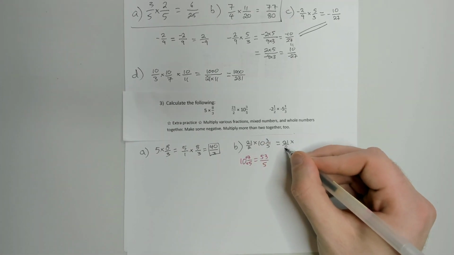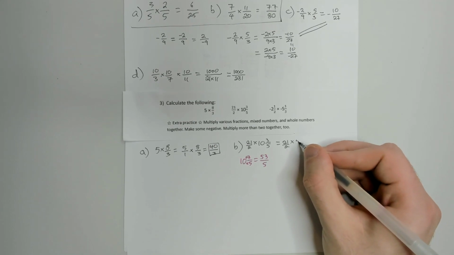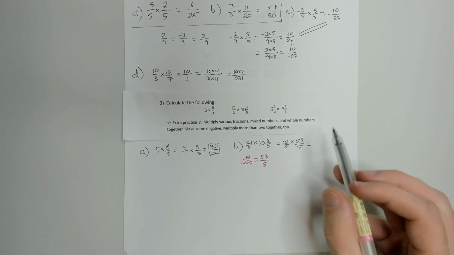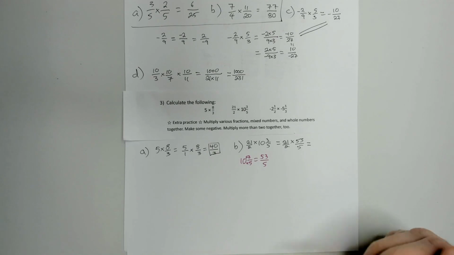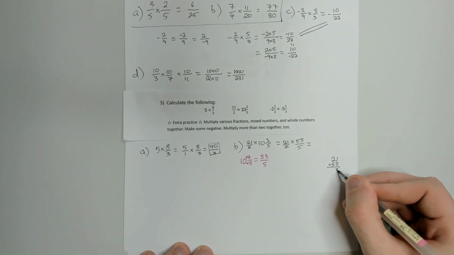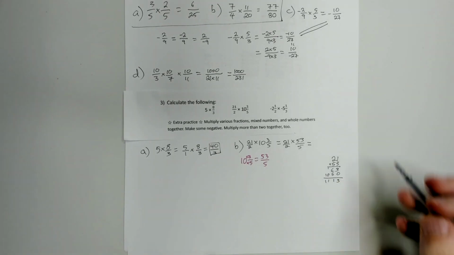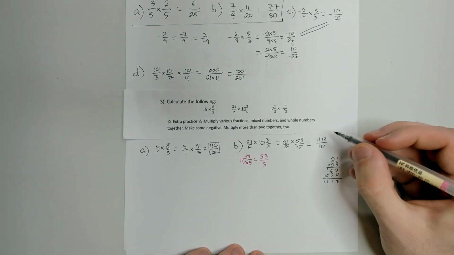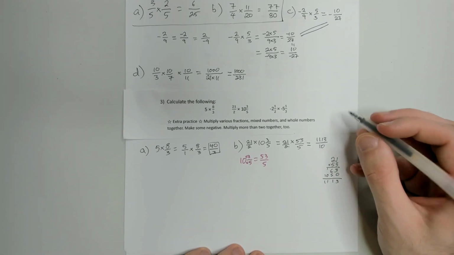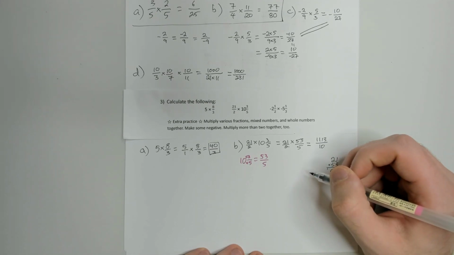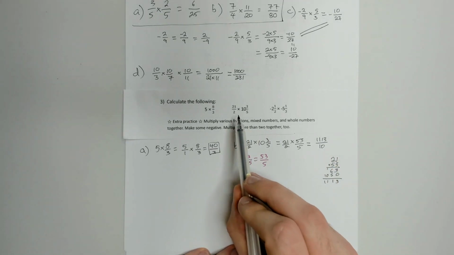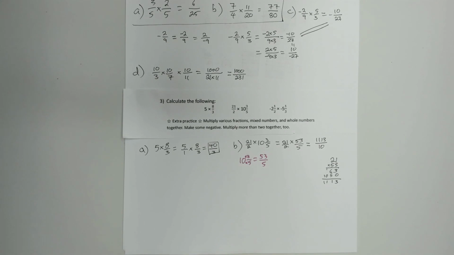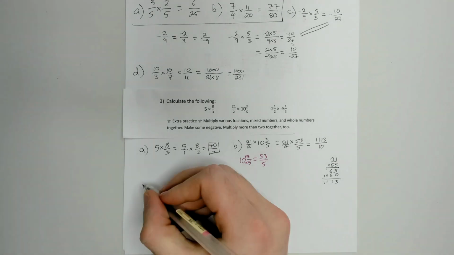So this becomes 21 over 2 times 53 over 5. And 21 times 53, let's do that on the side here. So we get 1,113 over 10, and that will be our final answer. If we want, we can convert it into a mixed number, but it had an improper fraction and a mixed number in there, so it's kind of up to us as to what we want to convert it. Let's do the last part.